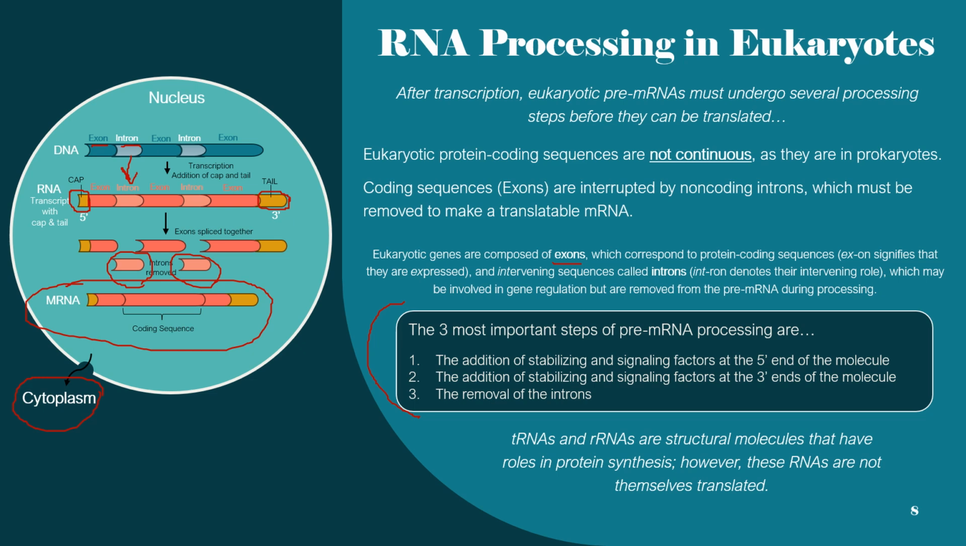And it says here, transfer RNAs, tRNAs, and ribosomal RNAs are structural molecules that have roles in protein synthesis. However, these RNAs are not themselves translated. The only RNAs that are going to be translated are those completed messenger RNAs that we got from our RNA polymerase II rather than 1 and 3 in that last couple of slides. So once we have that completed messenger RNA that's ready to be coded for a protein, we move out into the cytoplasm. And in the next slide, we'll talk about where we go from here.